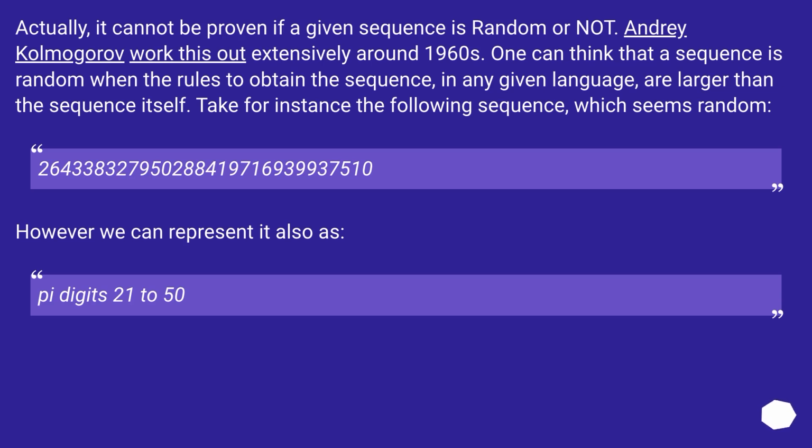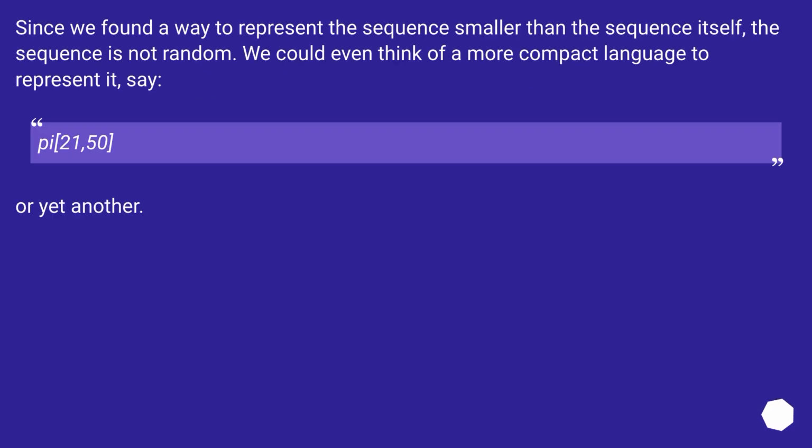264 octillion 338 septillion 327 sextillion 950 quintillion 288 quadrillion 419 trillion 716 billion 939,937,510. However, we can represent it also as pi digits 21 to 50. Since we found a way to represent the sequence smaller than the sequence itself, the sequence is not random. We could even think of a more compact language to represent it, say pi 21,50. Or yet another.